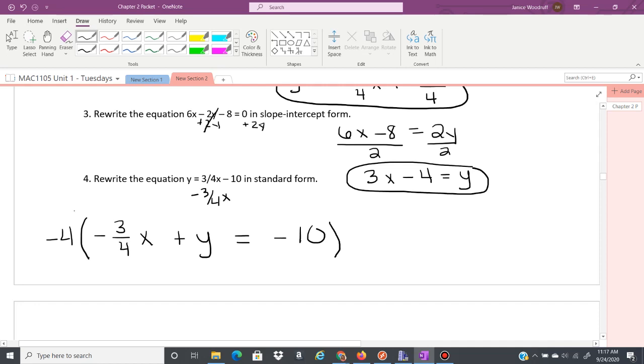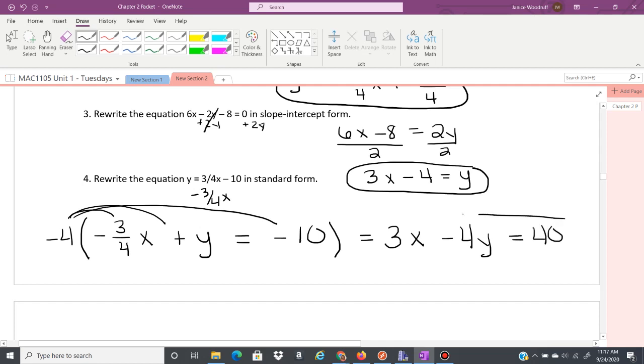So then I'll distribute the negative 4. Negative 4 times negative 3/4 will give me a positive 3x, the 4's cancel out. Negative 4 times y will give me a negative 4y. And then negative 4 times negative 10 will give me a positive 40. So in standard form, I have 3x minus 4y equals 40.